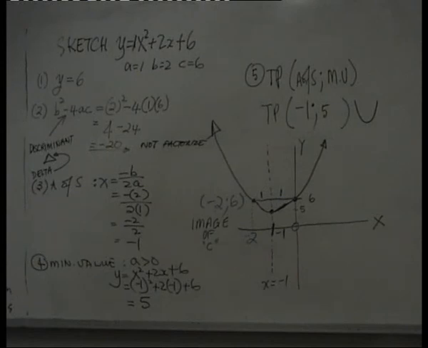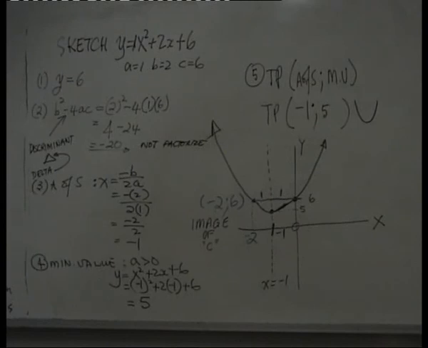So minus 2, 6 is the image of C, or the image of the y-intercept, or the reflection of the y-intercept in the line x is equal to minus 1. So remember, you can get a parabola without x-intercepts, and that's what we were showing you here in this example.